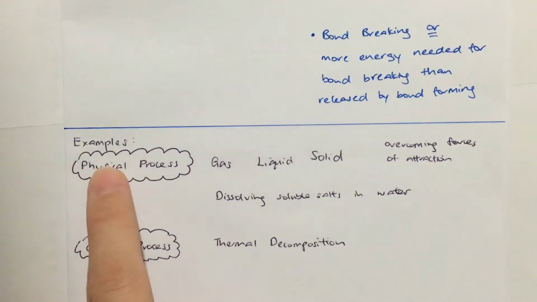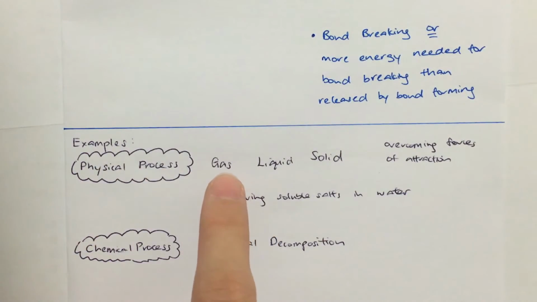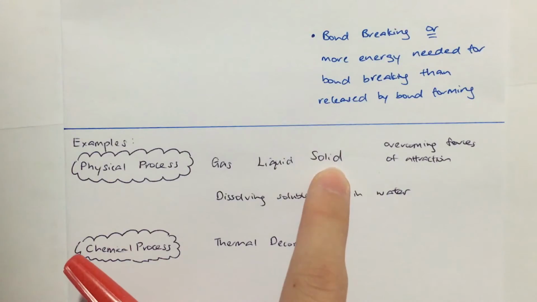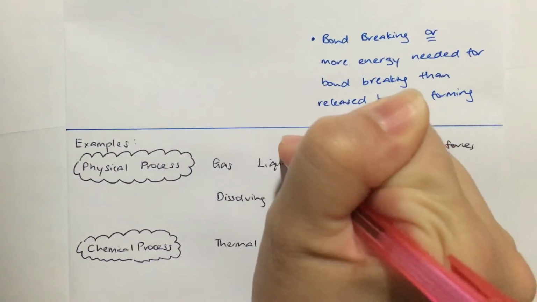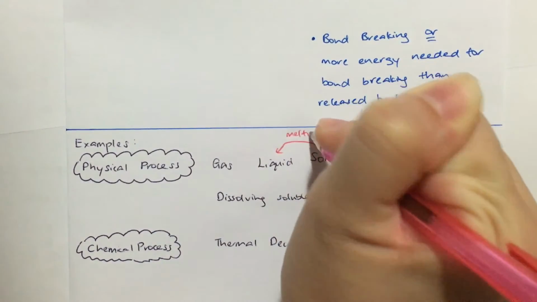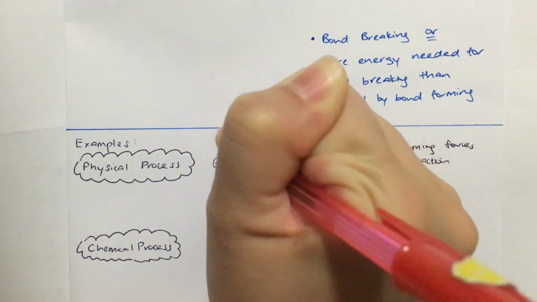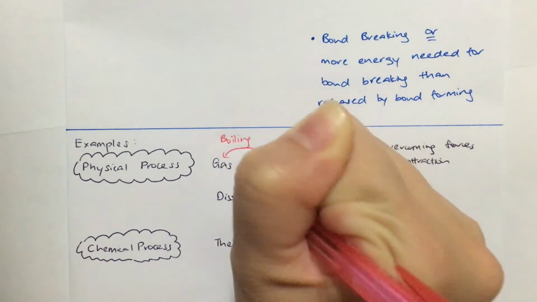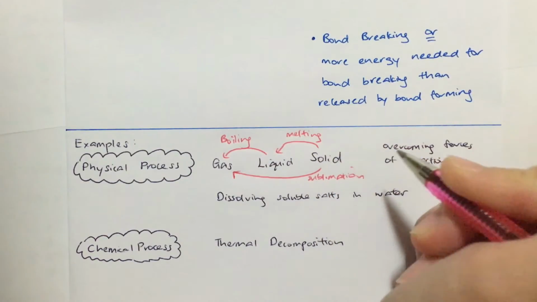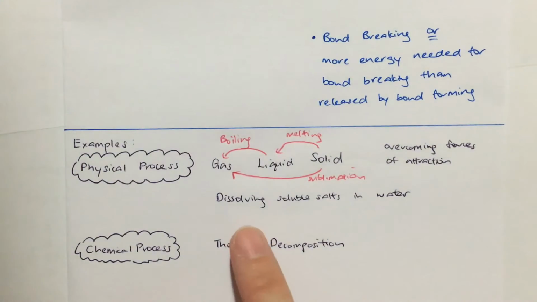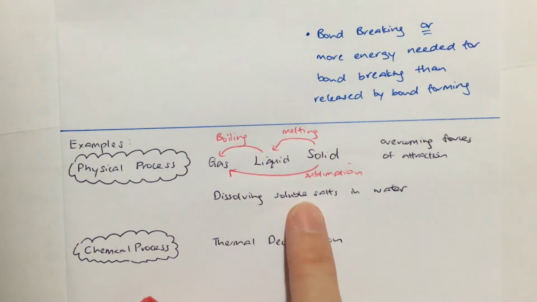So for example, if it's a physical process where we have gas, liquid and solid, here we are trying to so-called break the bonds, which means we are trying to overcome the forces of attraction. So what we are doing is we are trying to do melting, we're trying to do boiling, where we overcome the forces of attraction, or we're trying to do sublimation. Okay. The other possible endothermic reaction is when we dissolve soluble salts in water. And for the chemical process, the most common one is thermal decomposition, where we are breaking up the substance.